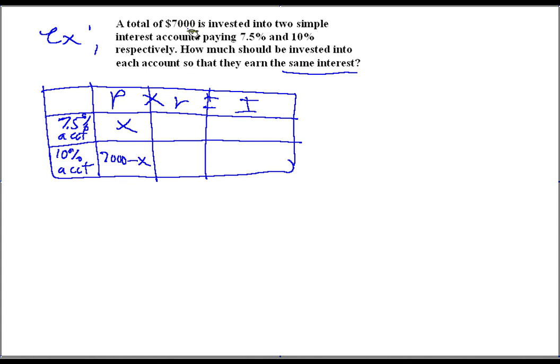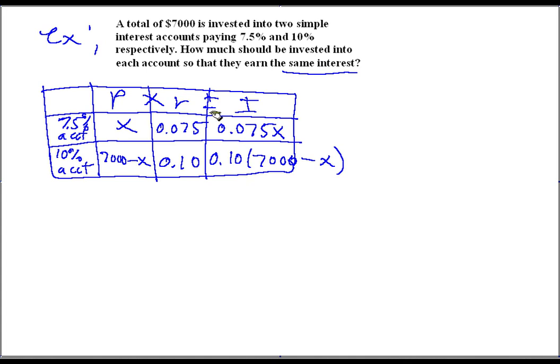Since the total, again, is 7,000. The keyword is the word total, right? So X dollars in here. That means how much in here? 7,000 minus X, all right? So the rate here is going to be 0.075. And here 0.10 for the 10%. Let's calculate interest. Again, the last column is just multiplying the first two columns. So 0.075x and then 0.10 times 7,000 minus x. Again, that's going to be the interest for the 10% account, 0.10 times 7,000 minus x.